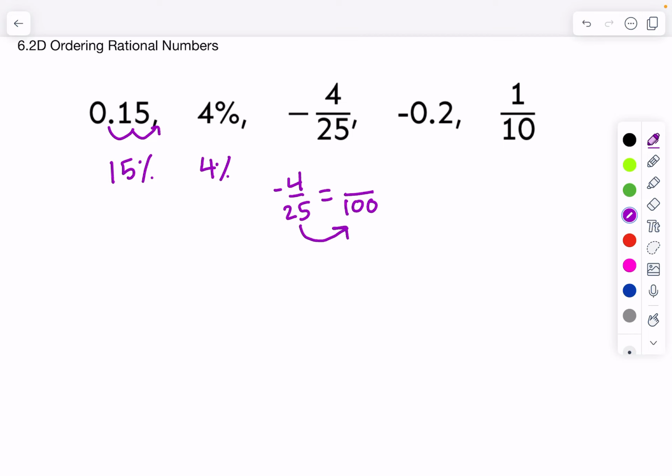How many 25s to make 100? That would be 4, so we'd multiply this by 4. And we're also going to multiply -4 by 4. The 4 is actually your scale factor. So this is -16%. Not -16 over 100, just -16%.